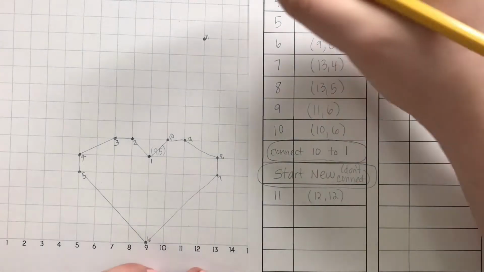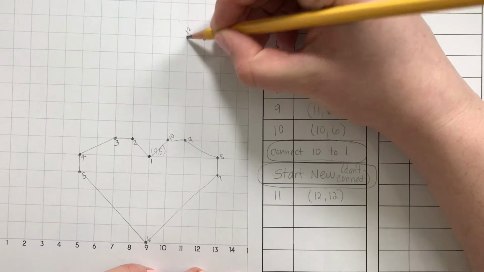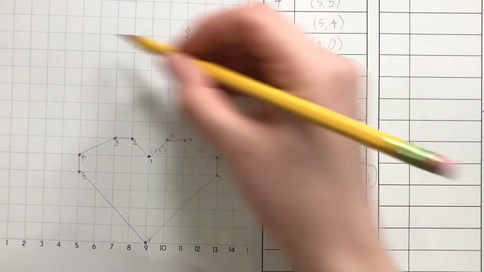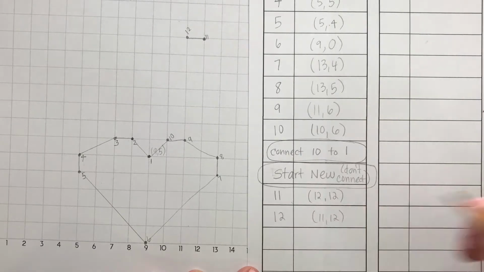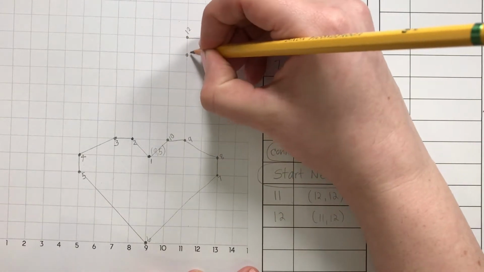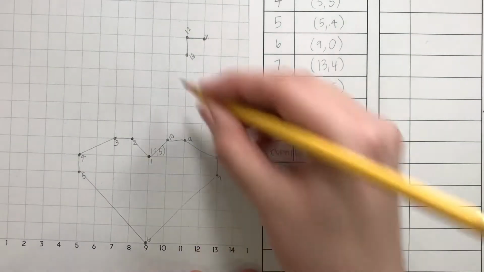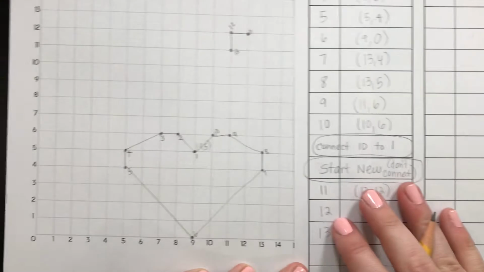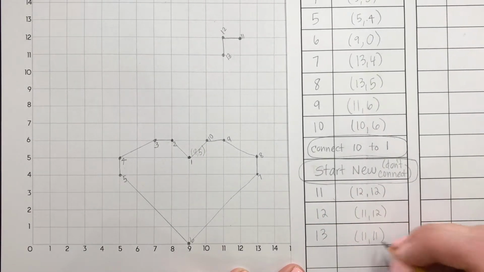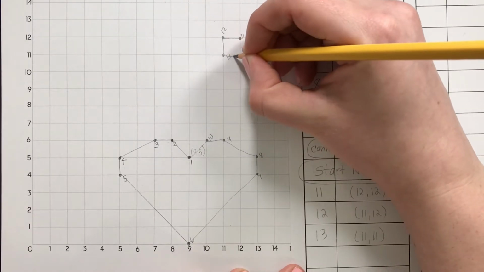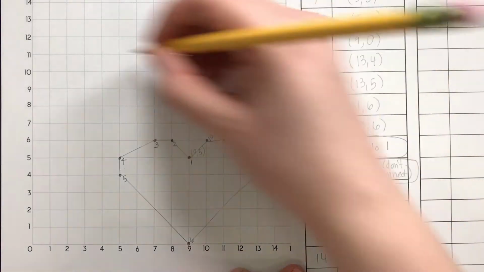All right, so like I said, I'm going to do something really simple. I'm going to make a little square. So connect 11 to 12, and 12 is 11, 12. Then 13 will be down here. And 13 is 11, 11. Sorry, it's a little cut off there. There we go. 11, 11. And then 14, connecting that there, is going to be 12, 11.